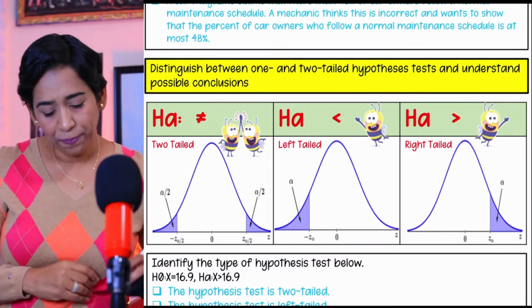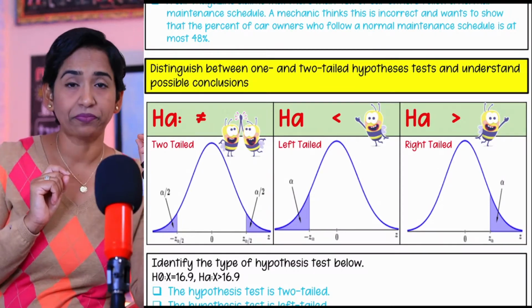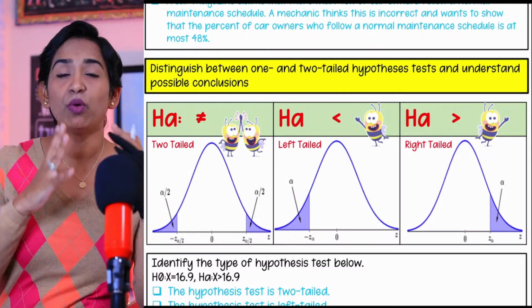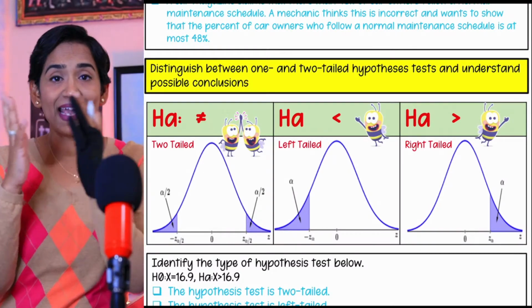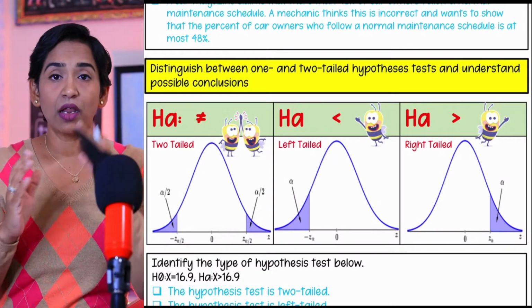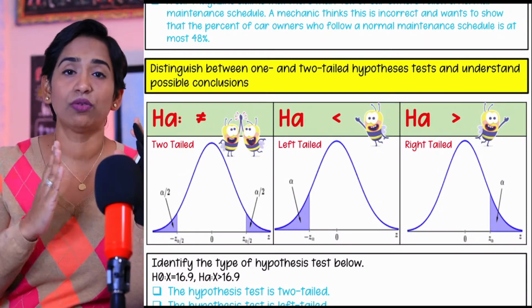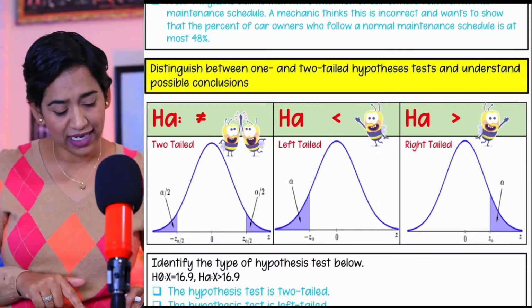Okay? All right. Distinguish between one and two-tailed. Remember, greater than is right-tailed. Less than is left-tailed. Not equal to is two-tailed. When I say it's not equal to, that means it could be less than or it could be greater than. Let's take a look.